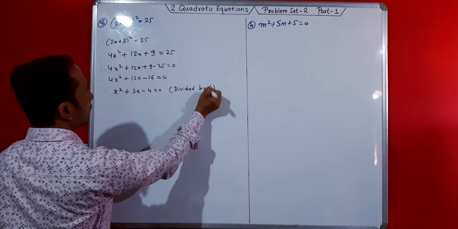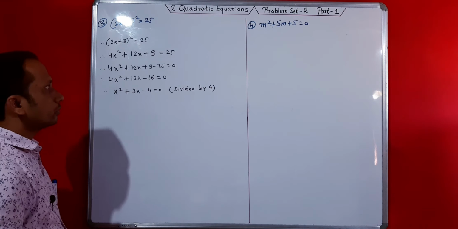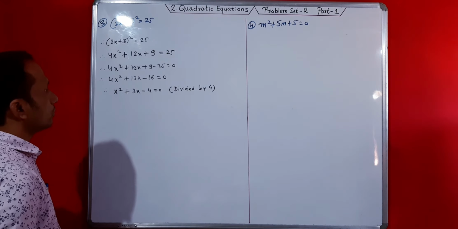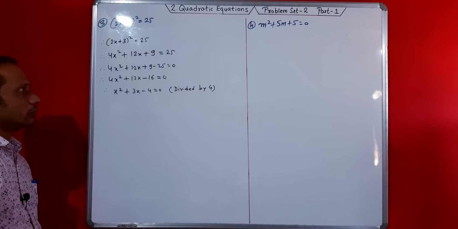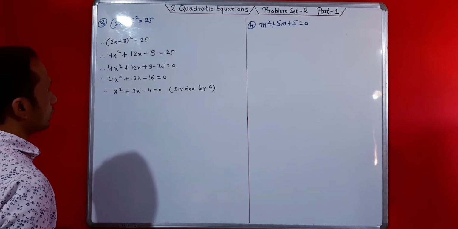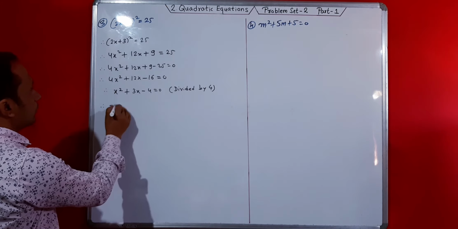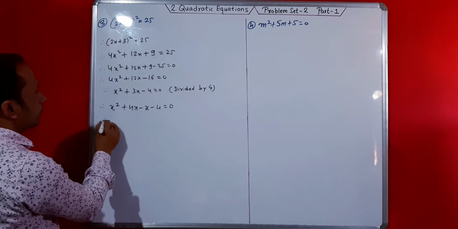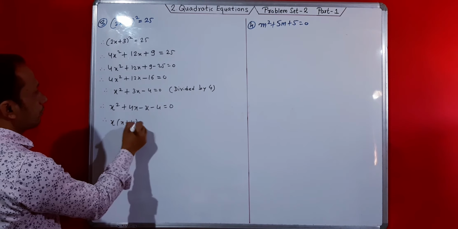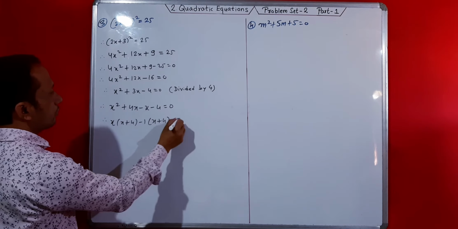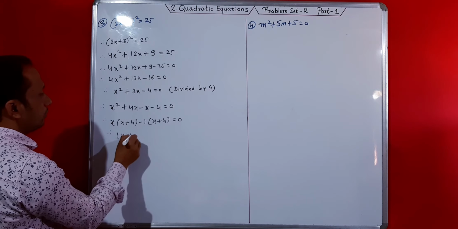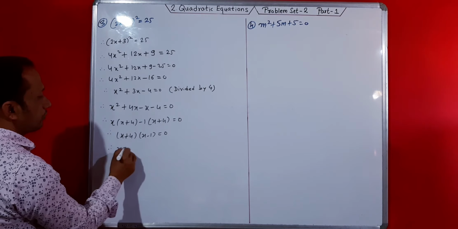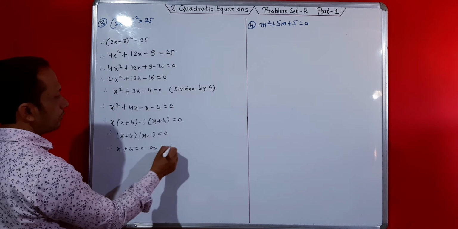So now we have to do the factors of this. The product should be minus 4 and the addition should be plus 3. So 4x and minus x, therefore x square plus 4x minus x minus 4 is equal to 0. Therefore x into x plus 4, minus 1 into x plus 4 is equal to 0. Therefore x plus 4 and x minus 1 is equal to 0. Therefore x plus 4 is equal to 0, or x minus 1 is equal to 0.